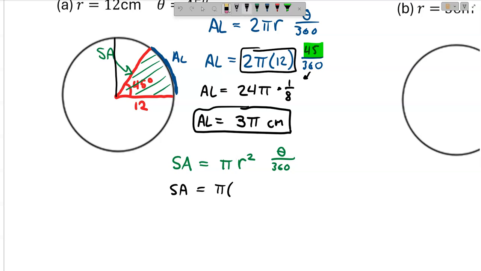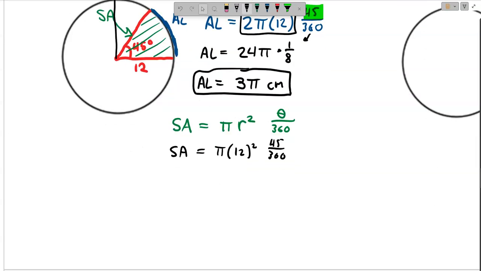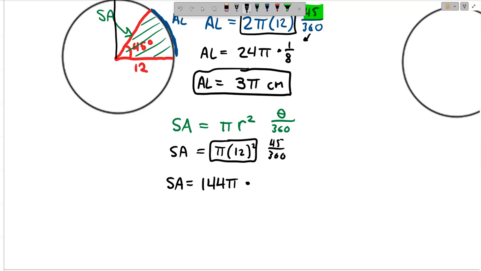So erase that and try that again, 12 squared, and then 45 over 360. Again, you could throw it in your calculator right here if you want at this point, but if we look at it without a calculator, the full area of the circle is going to be 144 pi, and then what we're going to do is take the fractional part, which we said again is 1/8, so we're really just taking an eighth of the answer.